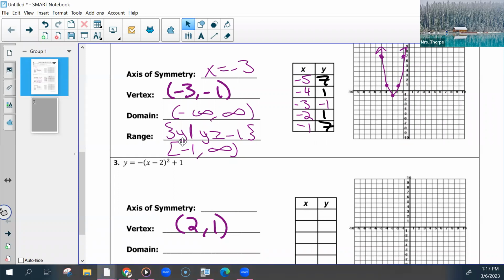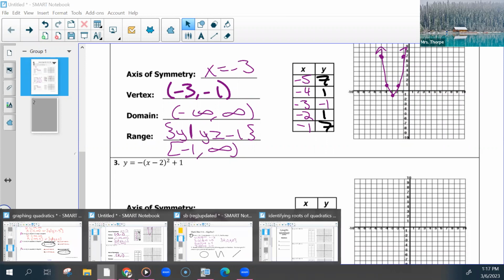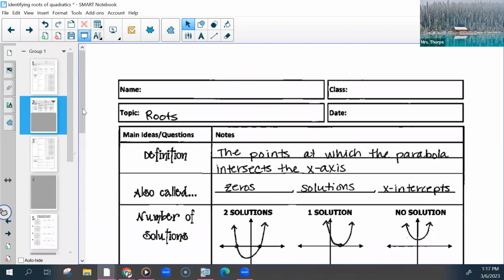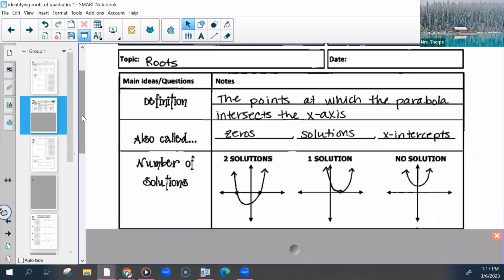All right, so just to briefly recap, the first lesson was solving quadratics using square roots. Second lesson, how we graph quadratics. The third is how we find solutions on a graph. So I want you to write down this definition first, and draw in these three graphs, doesn't have to be perfect.